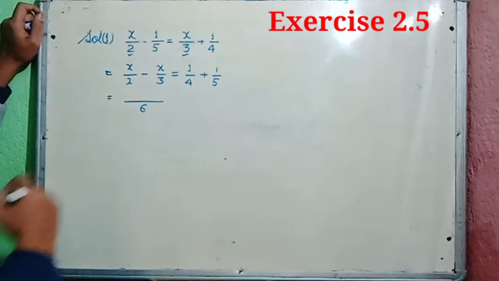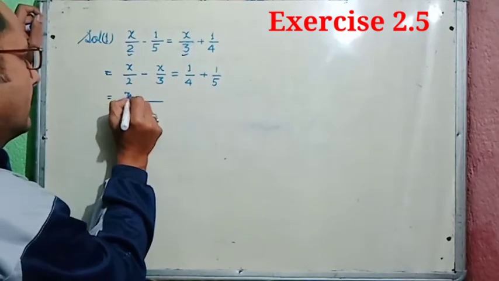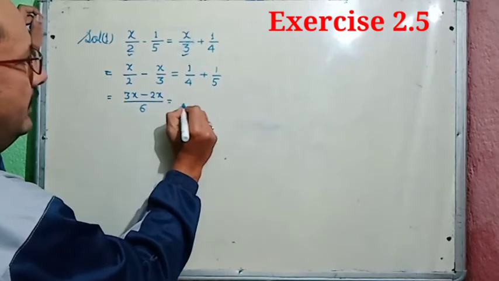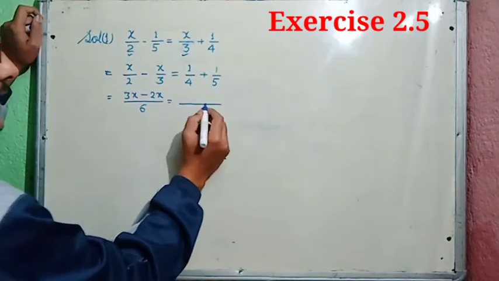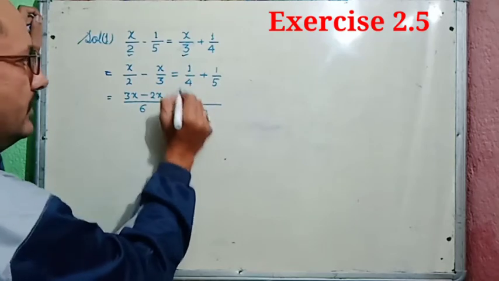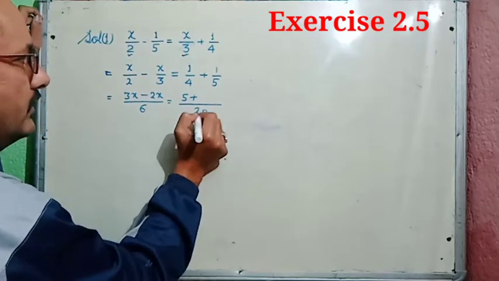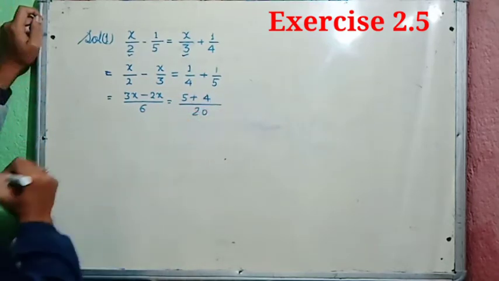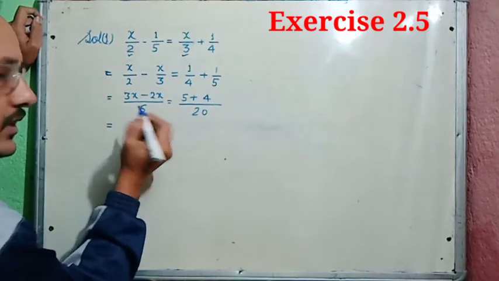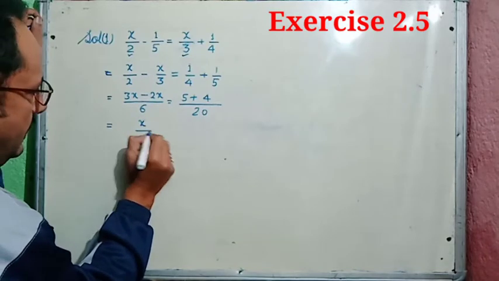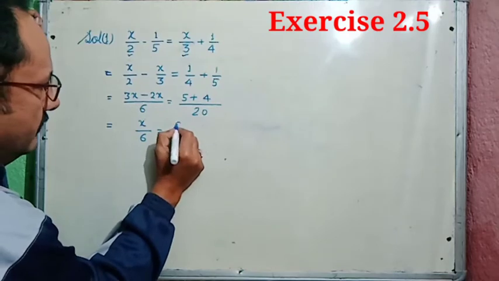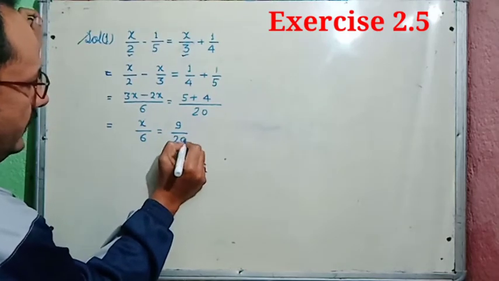LCM is 6. Now 2 3s are 6, it will become 3x. 3 2s are 6, it will become 2x. And here 20 is LCM. 4 5s are 20, 5 1s are 5. 5 4s are 20, 5 4 1s are 4. Like this, right? Next step, we can subtract: 3x minus 2x is 1x, that means x. x upon 6 is equal to 5 plus 4, it is 9 over 20.